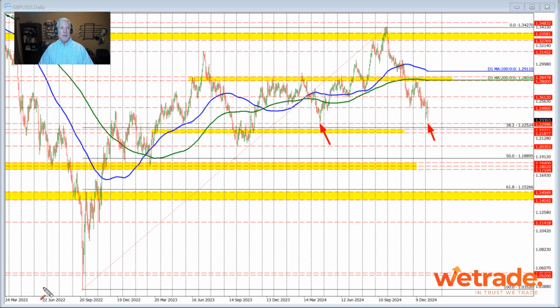For a break below that level, we'll look toward the 38.2% retracement of this move to the upside. This is the 2022 low to the 2024 high. 38.2 comes in at 1.22524. That's certainly something that could be targeted here for the sterling versus US dollar if the dollar continues its race to the upside that we've seen to start off the new trading year.